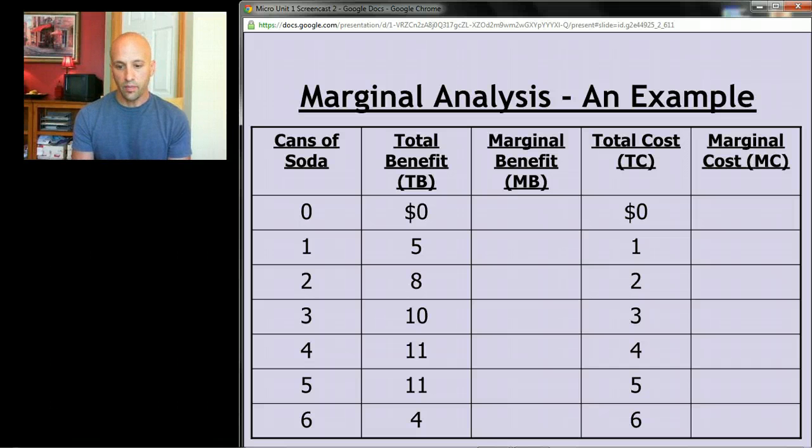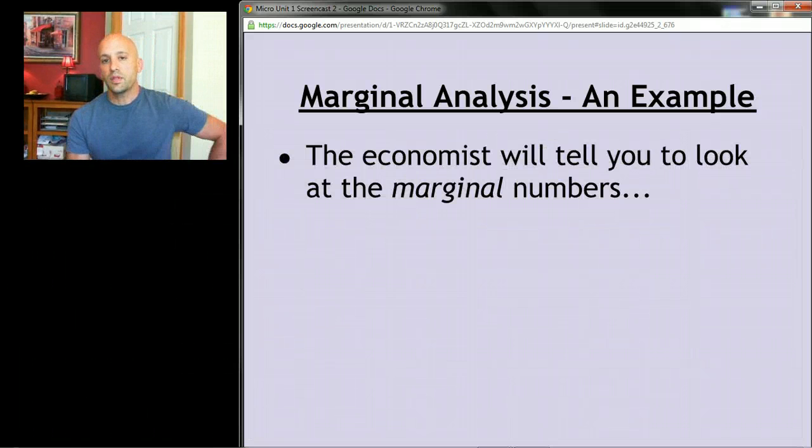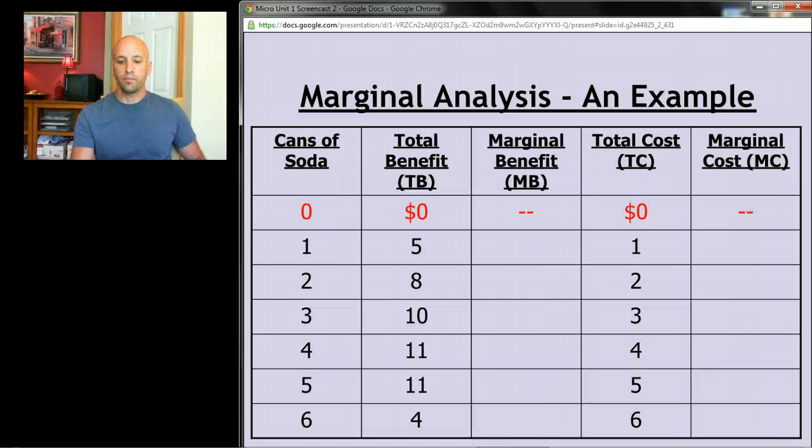Now, if you look at these numbers, you might try to figure out, well, how many cans of soda is the right amount for me? Now, the economist will tell you that you shouldn't really be looking at those numbers. What you should be looking at are the marginal numbers. Remember, marginal means change or addition to. How many more dollars worth of happiness are you going to get if you drink one more can of soda?